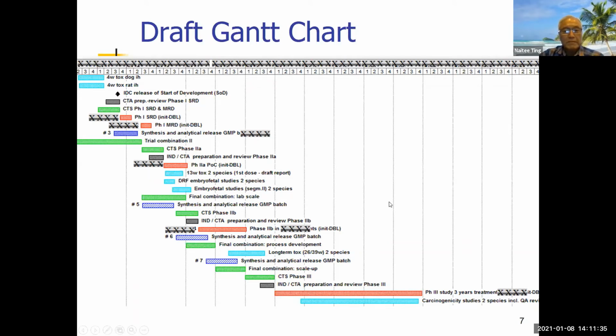So we talked about phase 1, phase 2, phase 2A, phase 2B, and phase 3. Now, I want to spend some time to talk about single rising dose and multiple rising dose. Some companies call it SAD, single ascending dose, or MAD, multiple ascending dose. And in our company, we call it single rising dose or multiple rising dose.